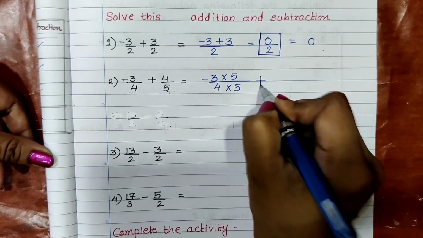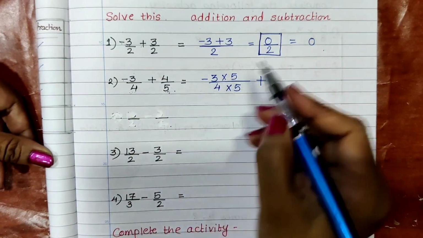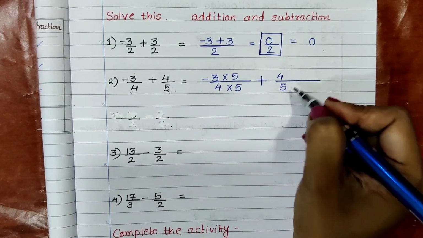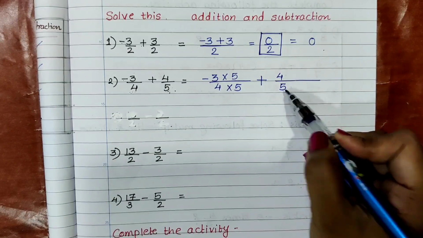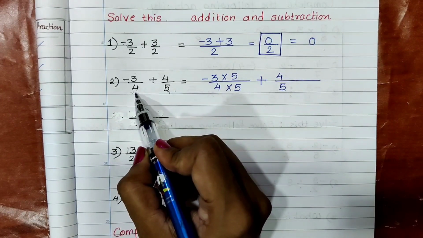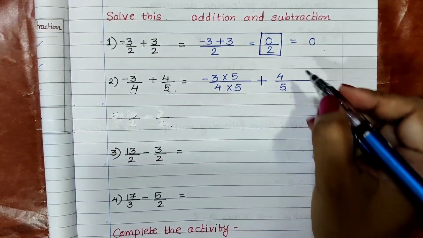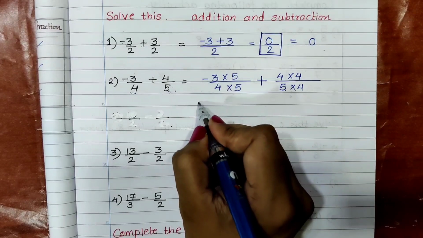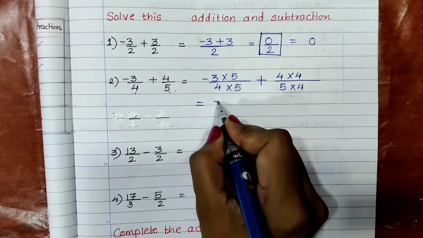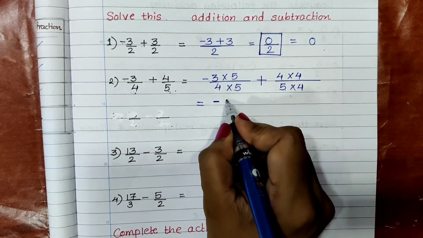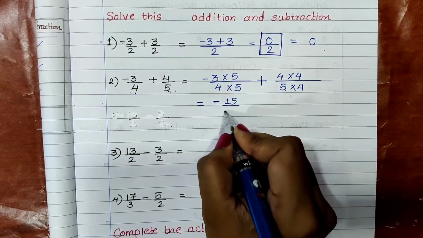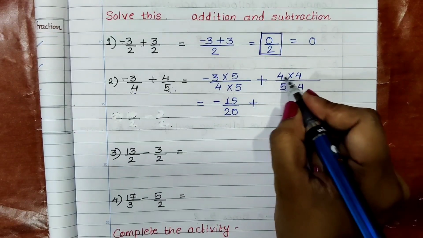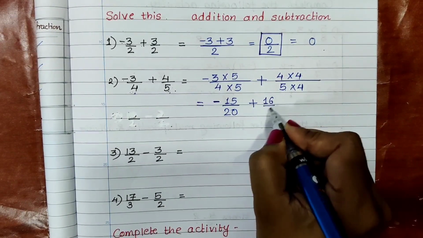Then the plus sign is there, put the plus sign. Write the second fraction. The second rational number is 4 upon 5. We have to multiply this second rational number by the denominator of the first rational number. The denominator of the first rational number is 4, so multiply by 4, 4. Now let us write the answer. Minus sign is there, write the minus sign. 3 5s are 15, 4 5s are 20. Then plus sign is there, write plus sign. 4 4s are 16, 5 4s are 20.